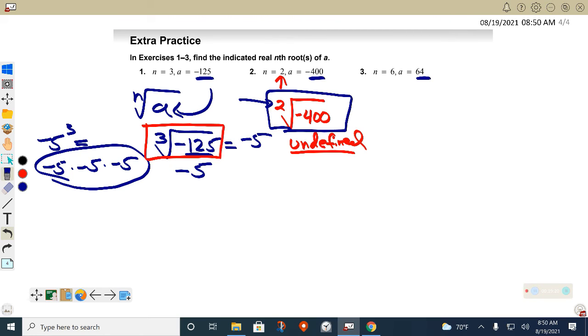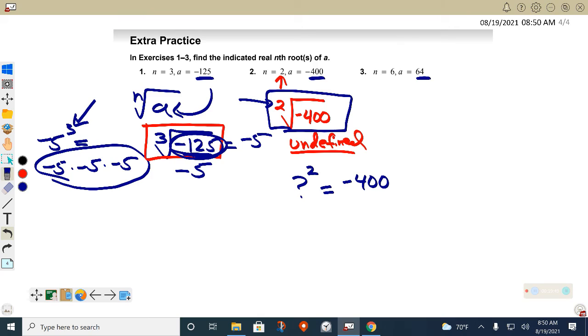On the first example, we knew that -5 to the third power became negative 125. But here, what number to the second power will be negative 400? In other words, what number times itself would become a negative number? Think about it. Any number times itself will always become positive. There's no number times itself that will ever become negative.